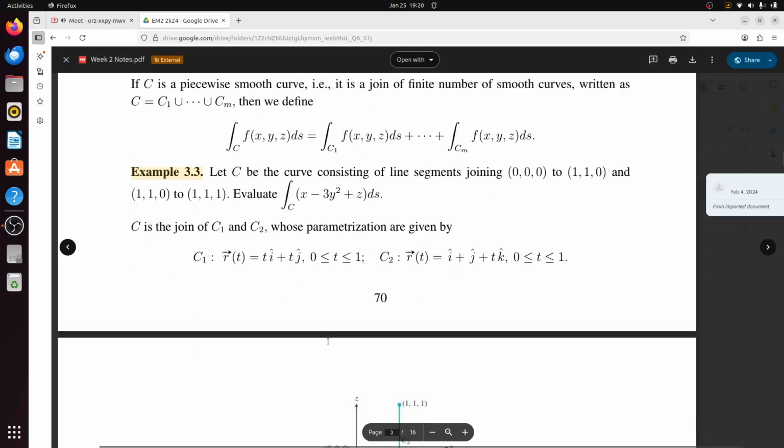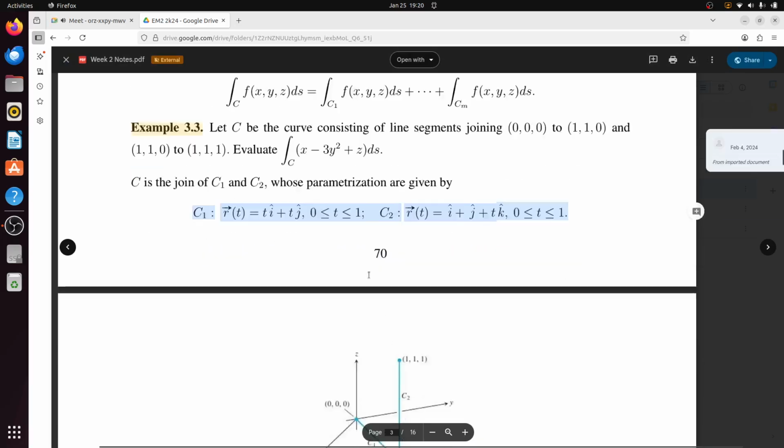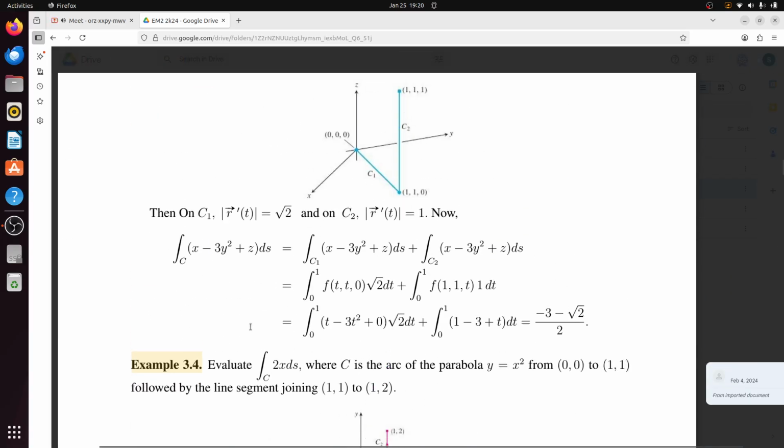Okay, let's move. Already we have discussed what will be the values of c1 and c2. So first you need to integrate over c1, then over c2, and add them up. For the first part you will get the answer minus 3 by 2, and for the second part you will get minus root 2 by 2. If you add them up you will get minus 3 minus root 2 by 2. So now move to the next problem.